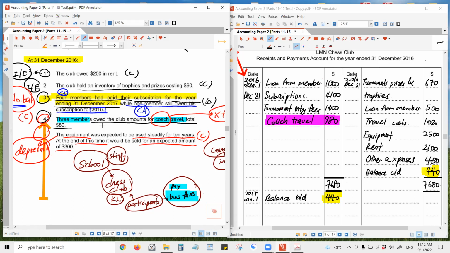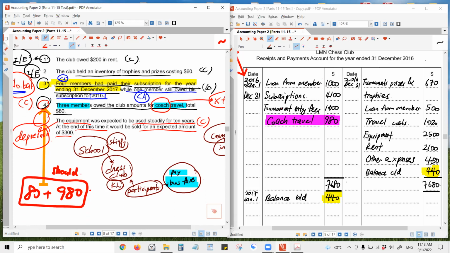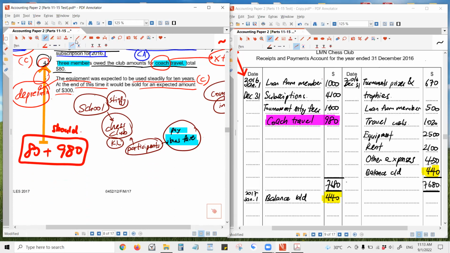So you are doing income and expenditure account. You are looking for the amount that you should receive for the current year. So logically, you should take the 80 plus the amount that you have actually received. And this represents the amount that you should receive for the current year. Okay, so that is one way to get the number you need for coach travel. Another way, you can also do a T account to find out what amount you should use.